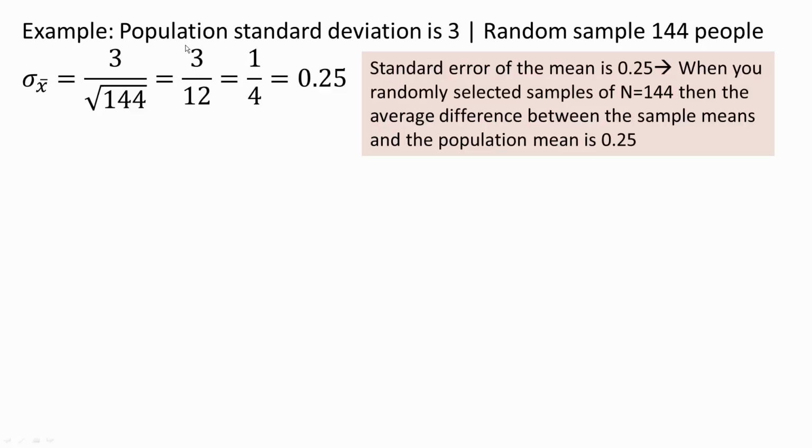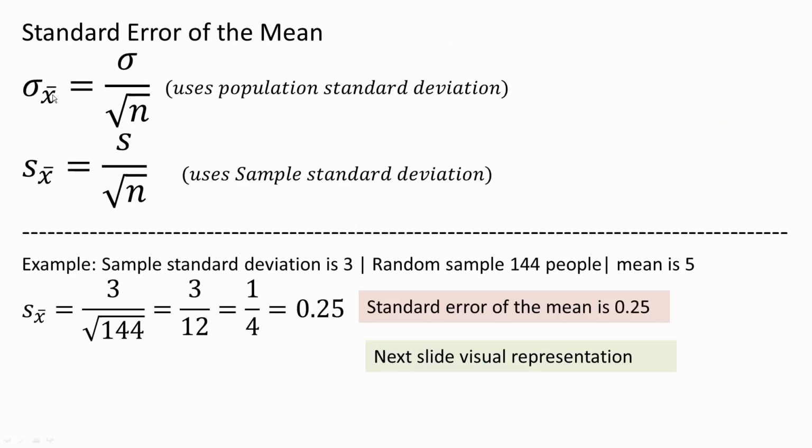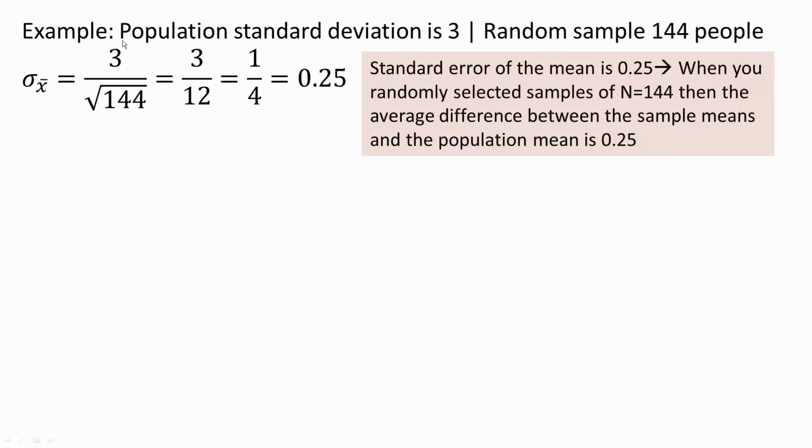Now we have another problem. The population standard deviation is 3. We have a random sample of 144. It's the same thing, but we're using this equation here. So 3 divided by the square root of 144, 3 over 12, is equal to 1/4, which is 0.25. So the standard error of the mean is 0.25. When you randomly select samples of n equals 144, the average difference between the sample means and the population mean is 0.25.